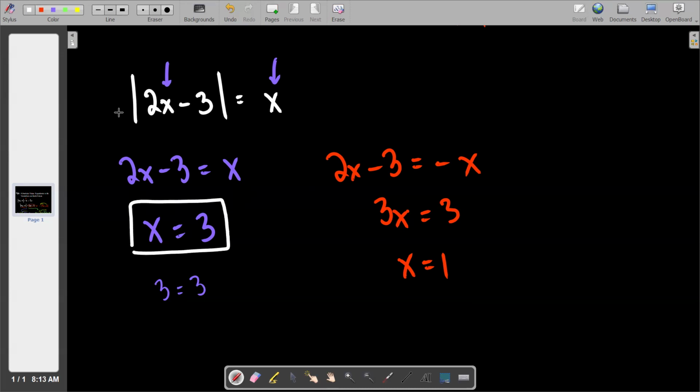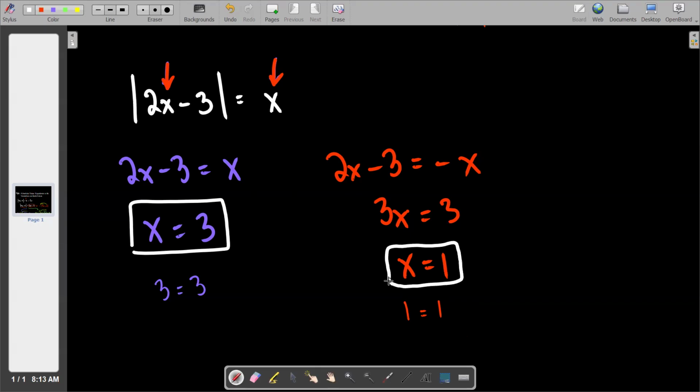Okay. Now we're going to send the red number, the 1, through the gauntlet, and we're going to put 1 where the red arrows are. And so what is 2 times 1? 2 minus 3, the absolute value of -1. So the left side equals 1, and the right side obviously equals 1. So 2 problems in a row, we have figured out that we have 2 solutions.